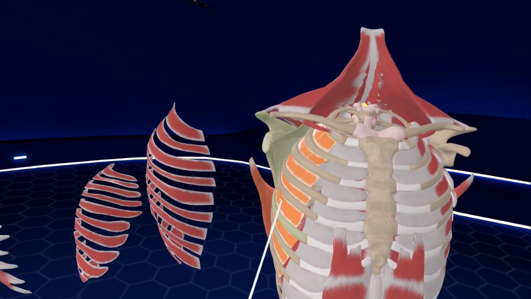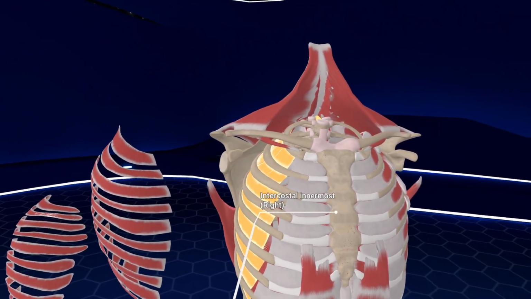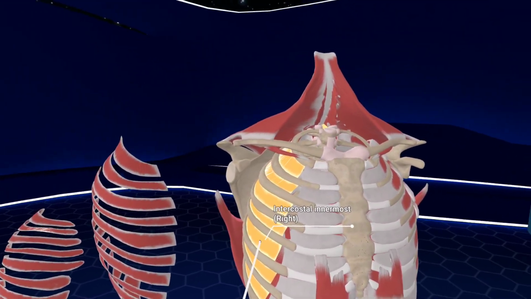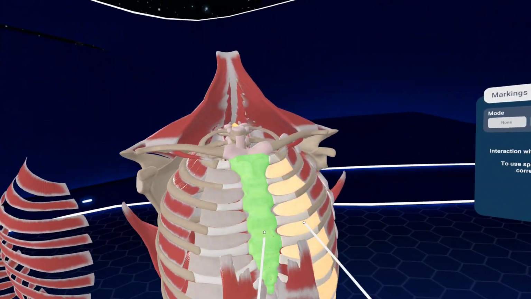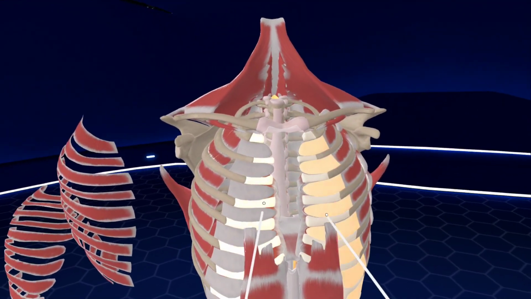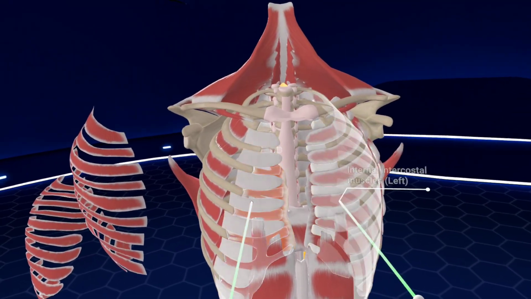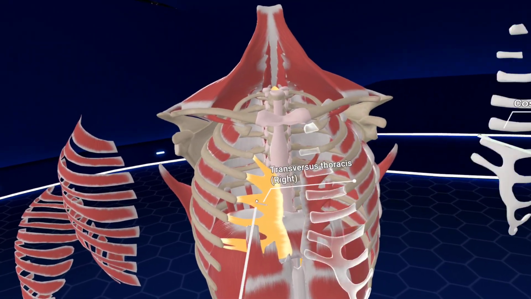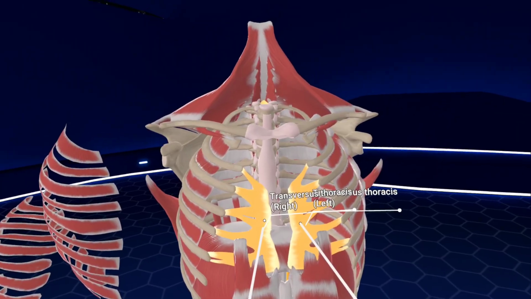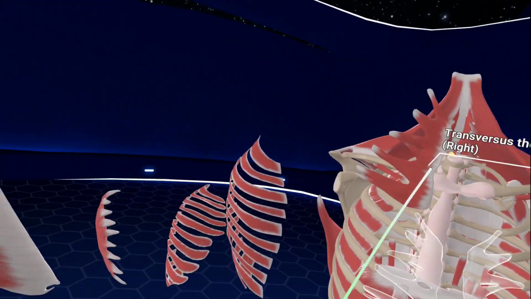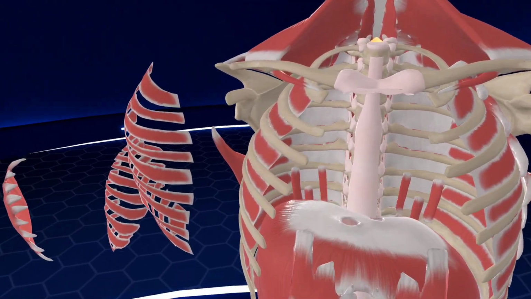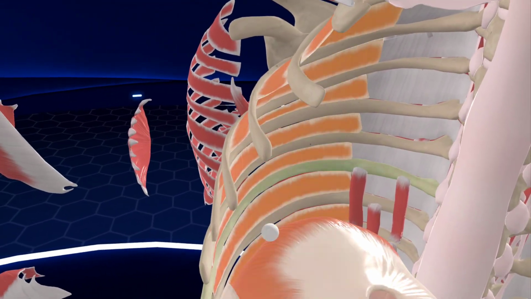I'm talking, of course, about the innermost intercostal muscle, whatever you call it. In most cadavers, they open the chest, all of the chest. Here we can also see the transversus thoracis, which is the sternocostalis muscle. Here we can see it more easily.